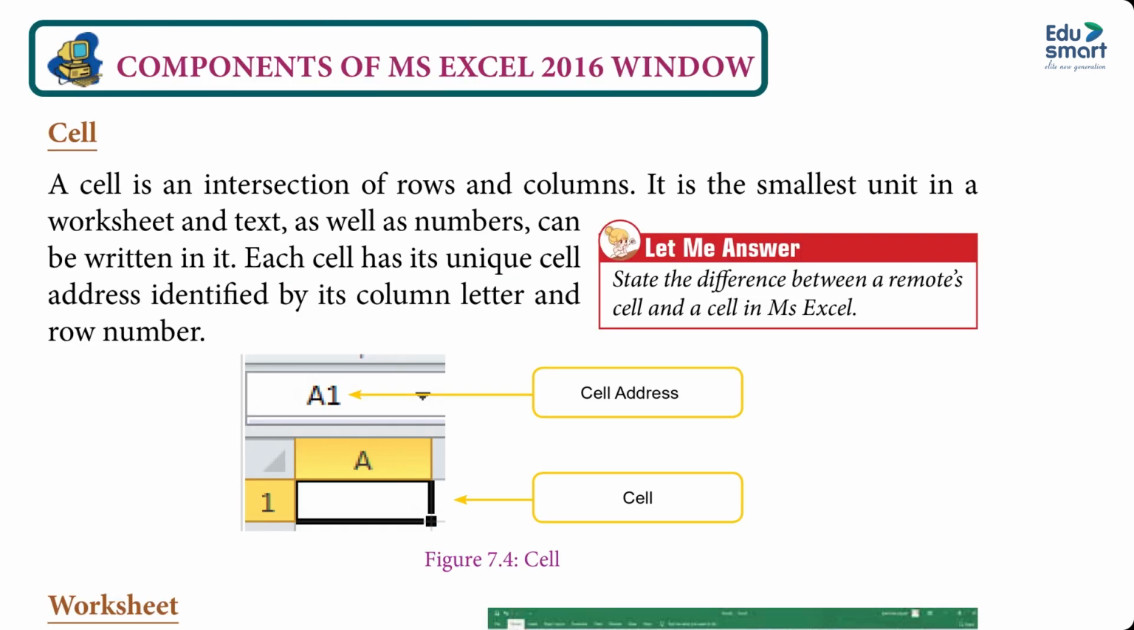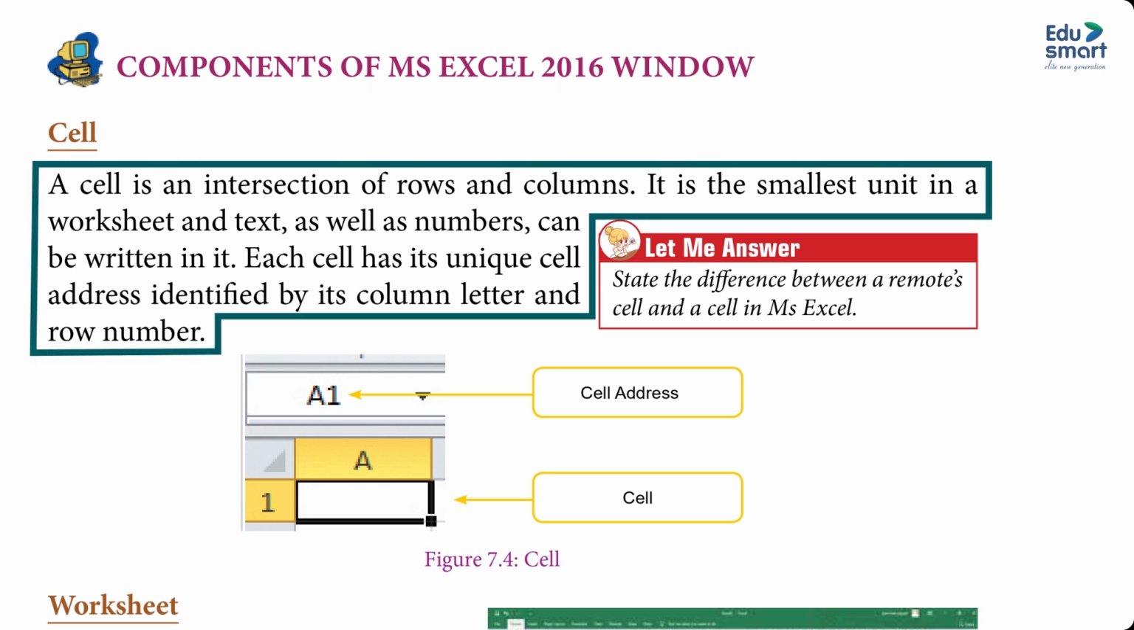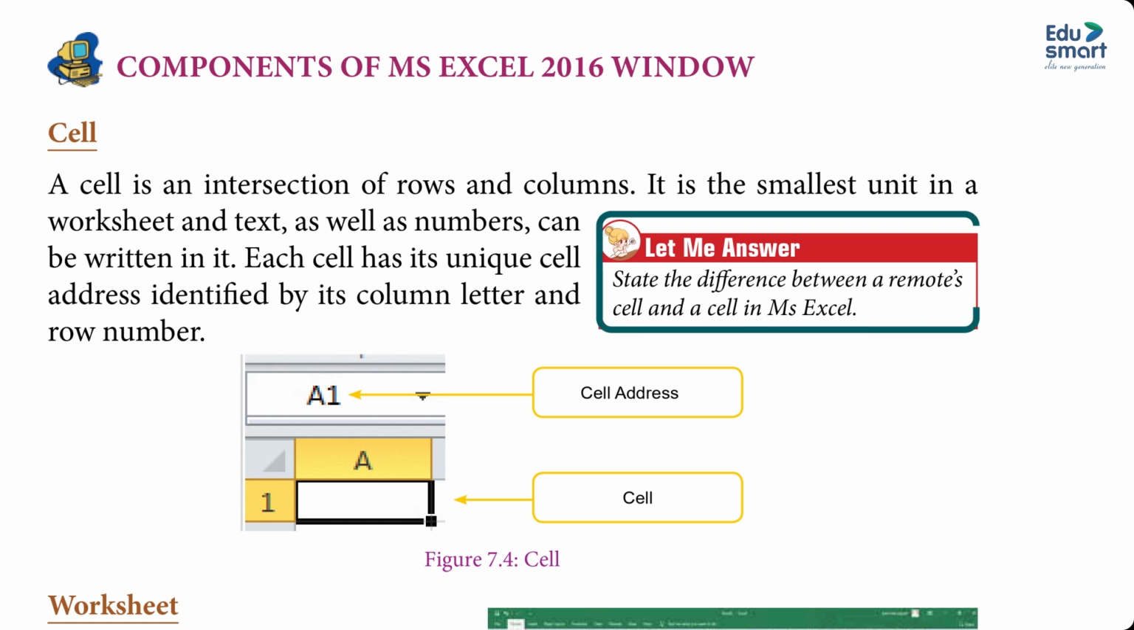Components of MS Excel 2016 window. Cell. A cell is an intersection of a row and a column. It is the smallest unit in a worksheet, and text as well as numbers can be written in it. Each cell has its unique cell address identified by its column letter and row number. Let me answer. State the difference between a row and a cell in MS Excel.